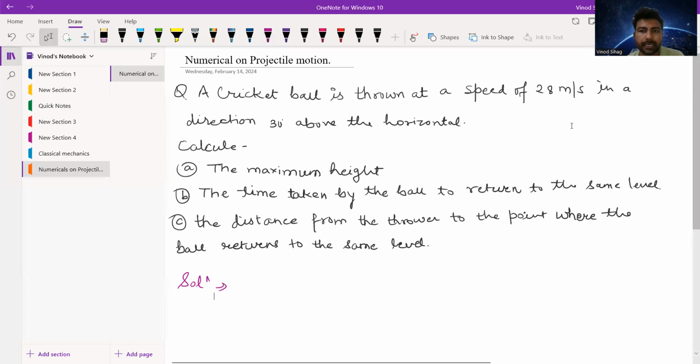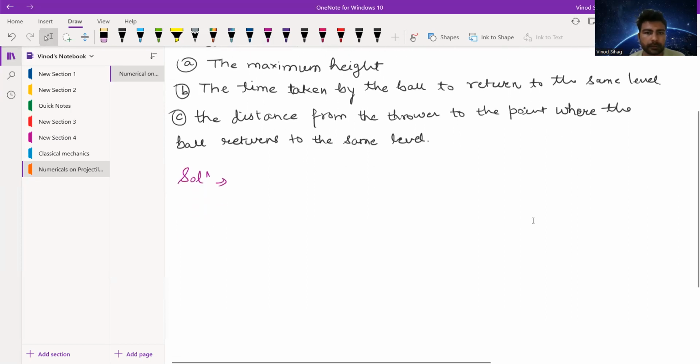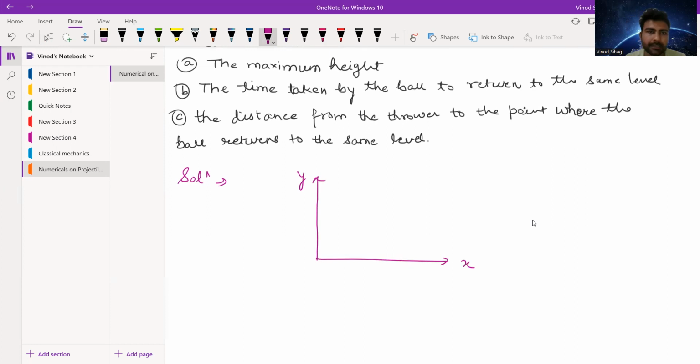So first of all, we should draw the diagram. Okay, so y-axis and x-axis, and they are saying that a ball is thrown with some initial velocity that is 28 meter per second. So let's say that initially the ball was at ground. Okay, so the ball was thrown with some velocity, and again it came to the same level, or we can say same ground. Okay, at this point we can say that at point A, at point B.